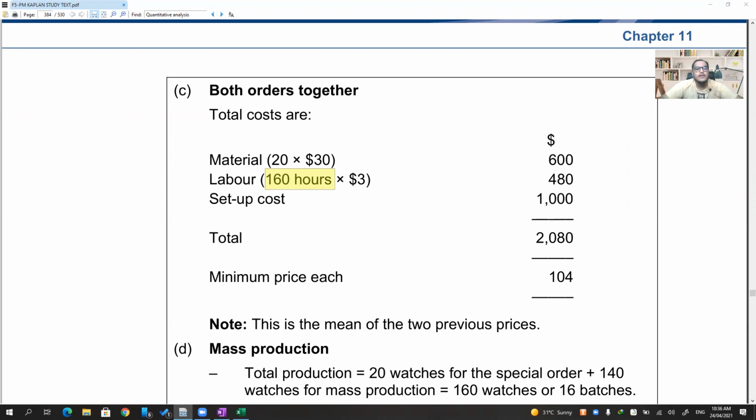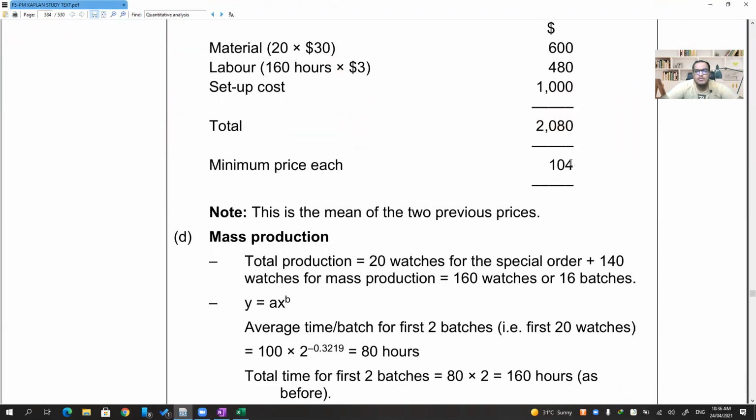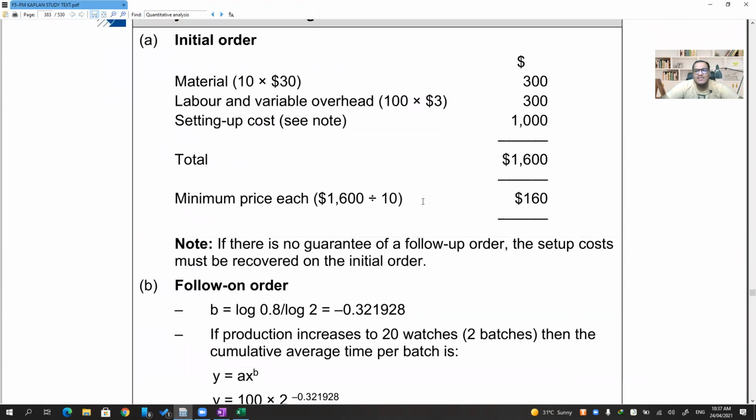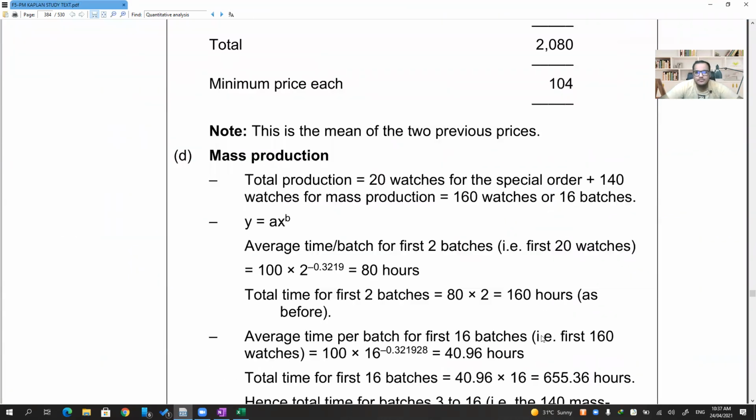Got it? Okay. Then they're asking you to do it together. So total 160 hours into $3. Setup cost is 1000. Total is 2080 divided by 20 units. 104 will be the minimum price. Or else you can also directly calculate the average of these two: 160 plus 48 by 2. 208 divided by 2, 104. See, 104.